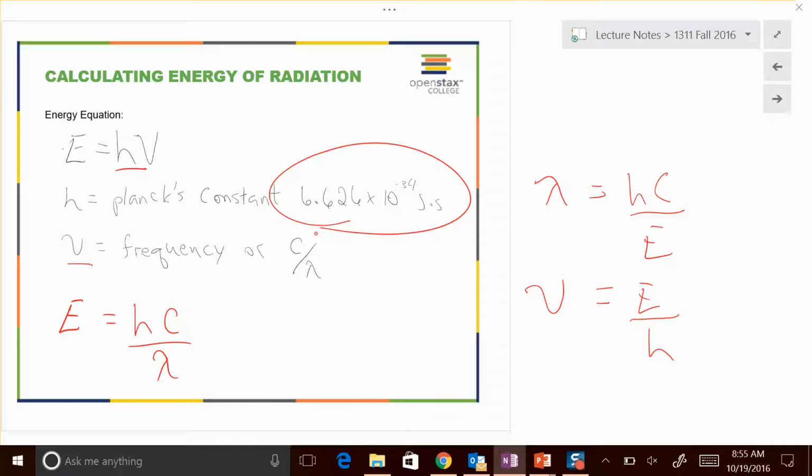The units are joule seconds. Not joules per second, excuse me. Joule seconds. It's joules times seconds. It's not per second. It's joules times seconds.